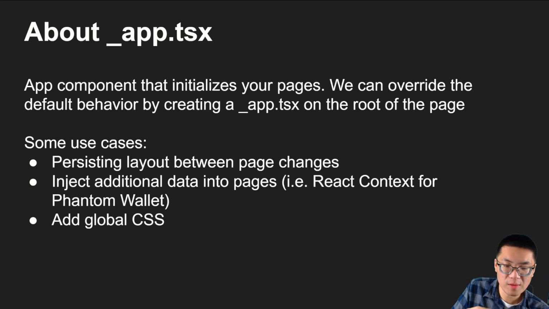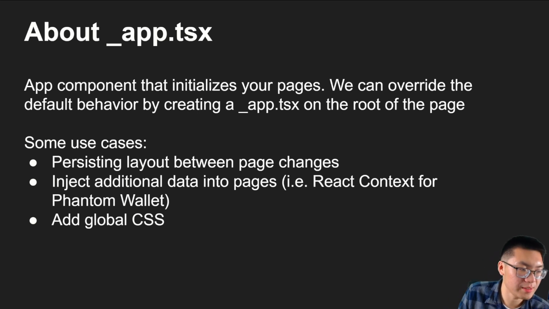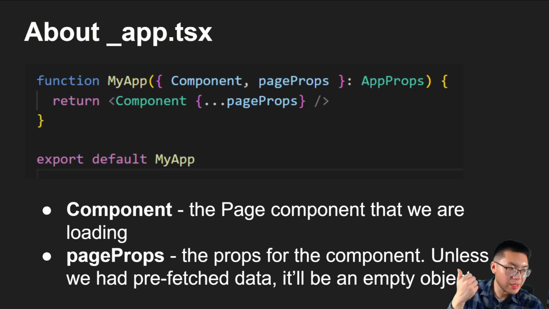So for those not familiar with context in React, if you don't know React, this might be tough, but you essentially think of React context as a way for us to store variables globally, and then we can access it anywhere inside of our pages and components. And of course, like I mentioned, we can add global CSS that'll be applied everywhere.